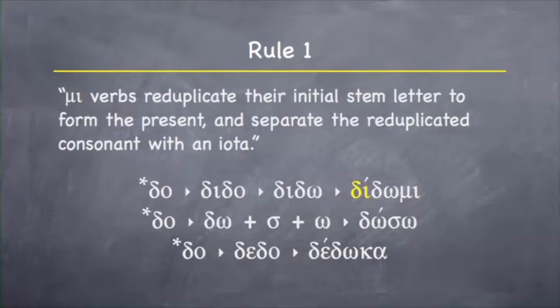There are 5 rules that I'm going to want you to learn. And if you know the root of the mi verb and you know these 5 rules, mi verbs are very straightforward. Here's the first rule. The mi verbs reduplicate their initial stem letter to form the present, and by implication the imperfect, and then they separate the reduplicated consonant with an iota.